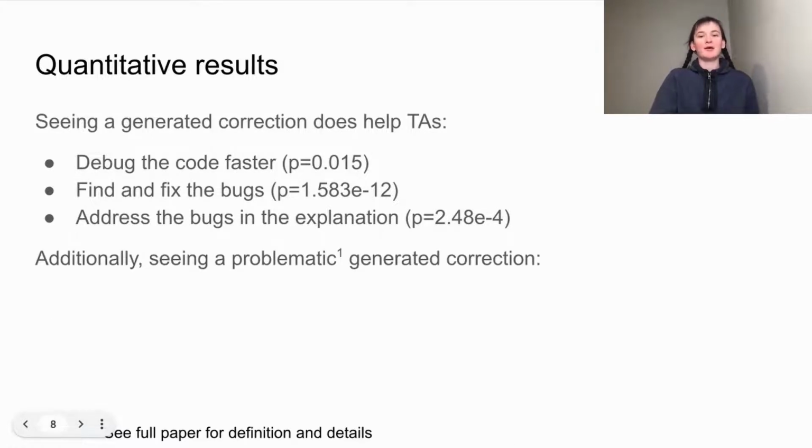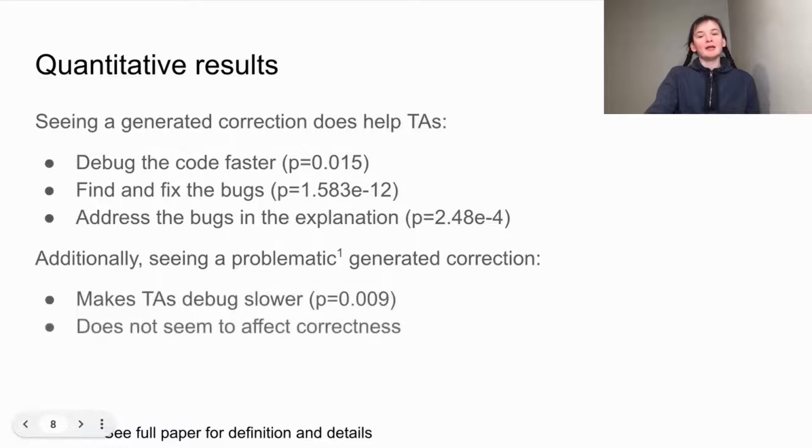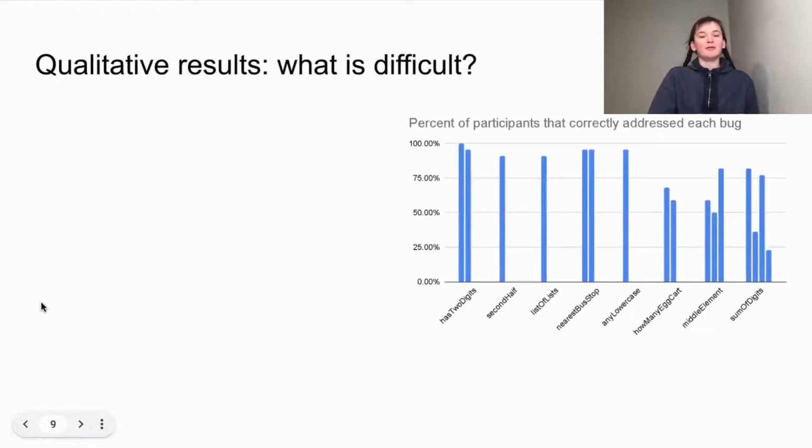Additionally, we tested how seeing a problematic generated correction might affect teaching assistants. We found that it makes them debug slower, but it doesn't seem to affect correctness in either finding the bugs or addressing them. Qualitatively, we also wanted to understand what is difficult for TAs in this task.